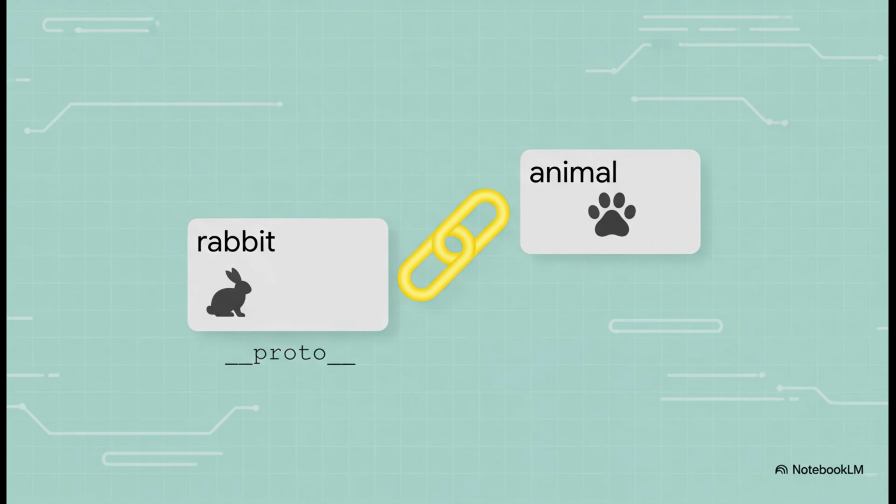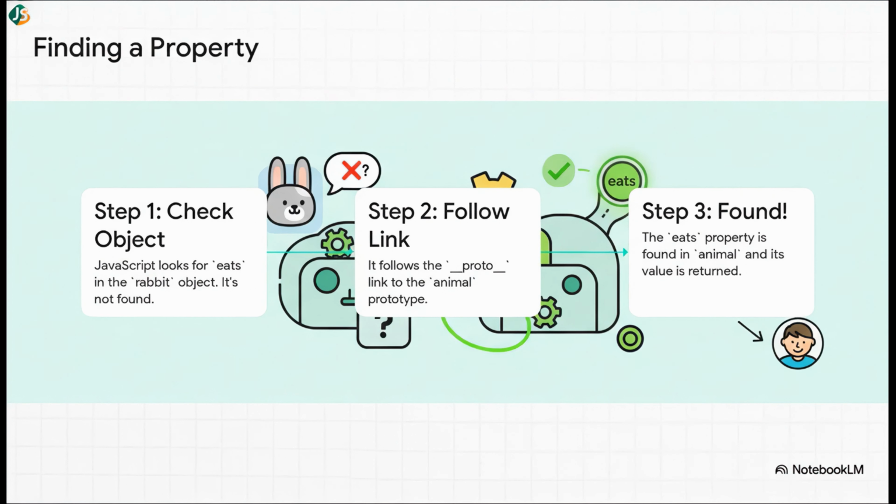So how do we actually see this hidden link? Well, for a long time, we've used this special __proto__ property. Now, yeah, there are more modern ways to do this, but __proto__ is just a fantastic way to visualize what's actually going on. As you can see right there, we're explicitly setting the animal object to be the prototype for our rabbit object. And with just that one line of code, boom, we've created a link in the chain.